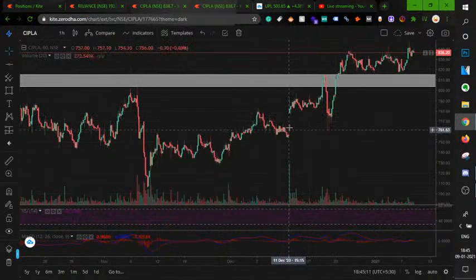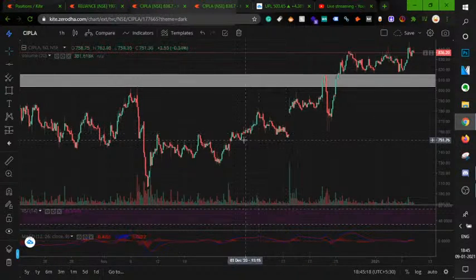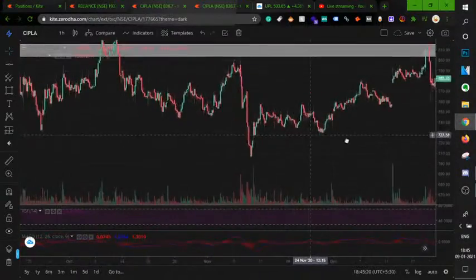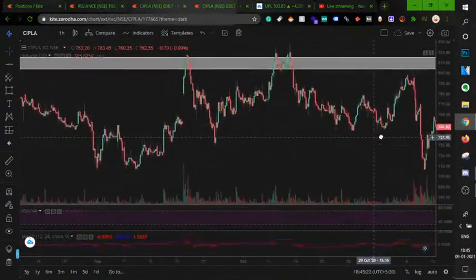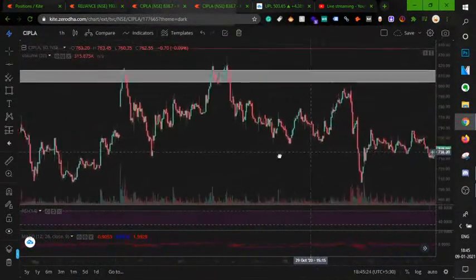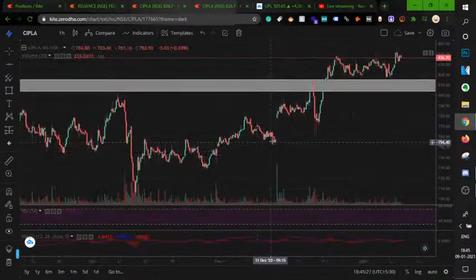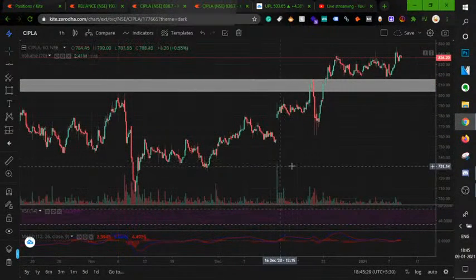But what do we see? We have these big openings in the market, okay? Now, if the price opens above your previous closing, it's called a gap up opening. And if the price opens below your closing, it's going to be called a gap down opening.